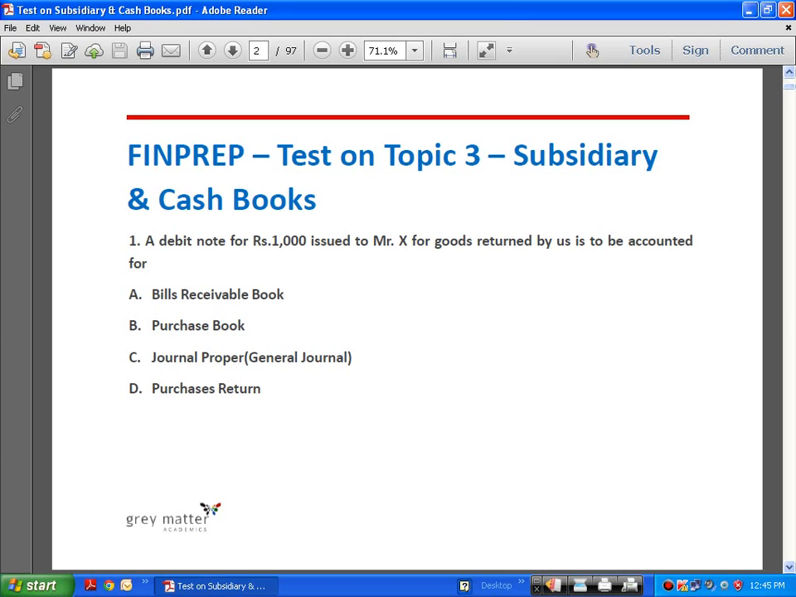So here the question is, debit note for 1000 issued to Mr. X for goods returned by us is to be accounted for in the purchases returns book. So answer is D.